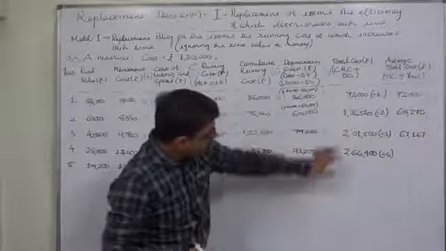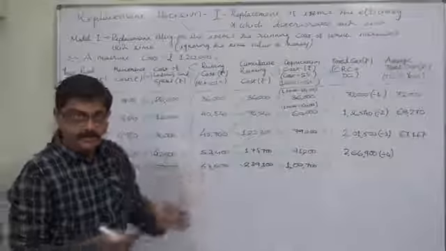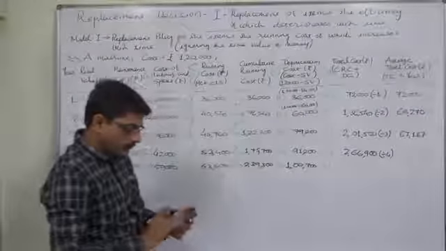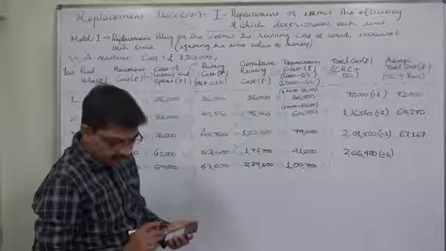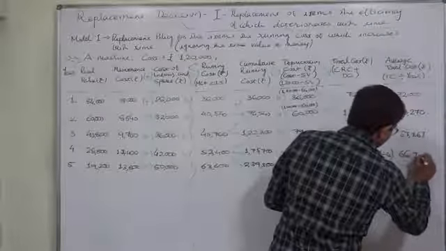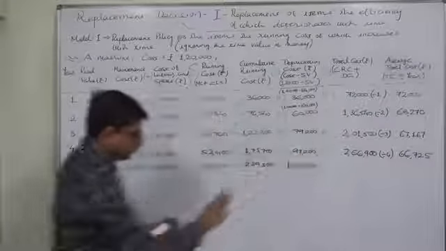This is the total cost if we use the machine for 4 full years. So it should be spread over 4 years. So we are going to divide it by 4 years. It comes to 66,725. See, gradually it is decreasing.